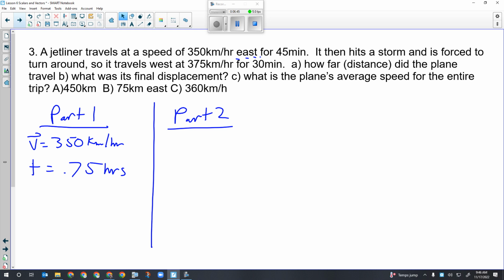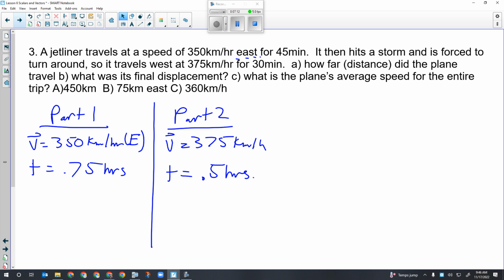Okay, travels, oh sorry, this is east. I gotta put that on there, east. Okay, second part travels west at 375 kilometers per hour, and it does that for 30 minutes, which is how many hours? 0.5 hours. Okay. How far did the plane travel?